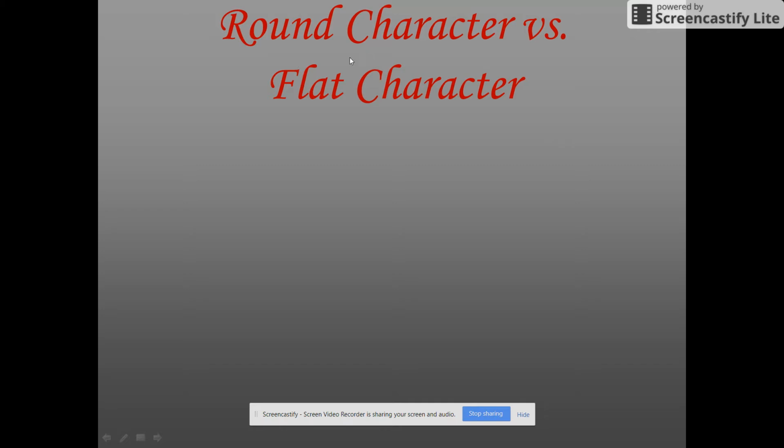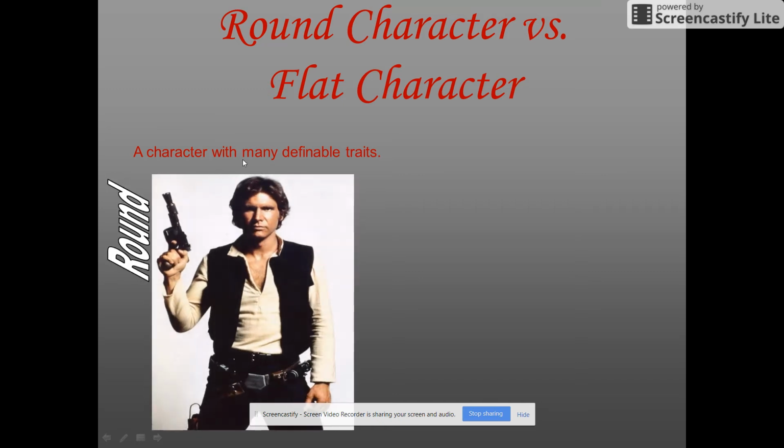One way is round versus flat characters. So, a round character is definitely not a character that has been eating too much. Rather, it's a character with many definable traits. Kind of like Han Solo, if you've ever seen the Star Wars movies. He's pretty complicated. He seems kind of rough and gruff on the outside, but underneath he's kind of a sensitive guy.